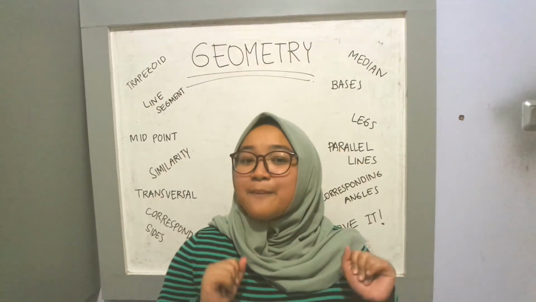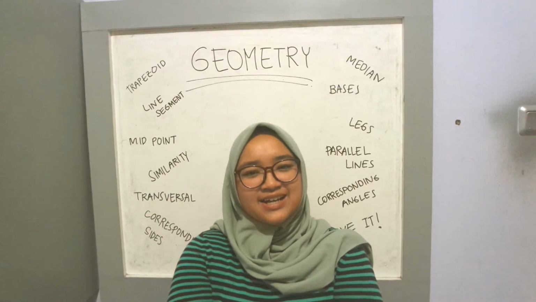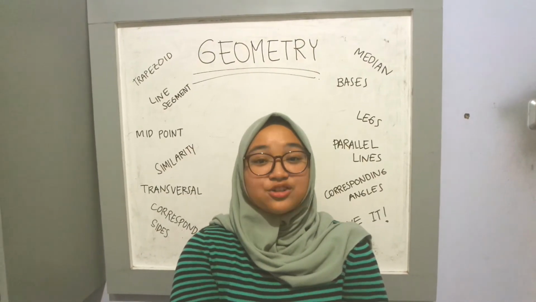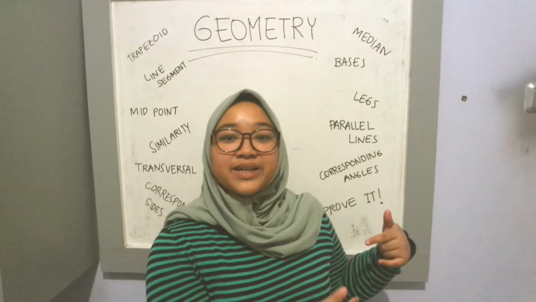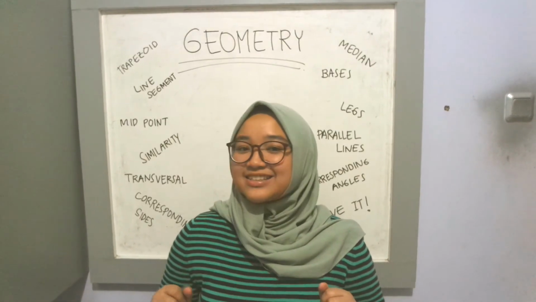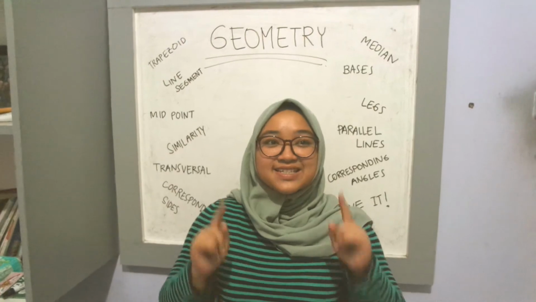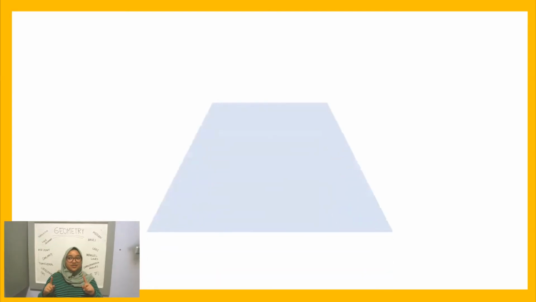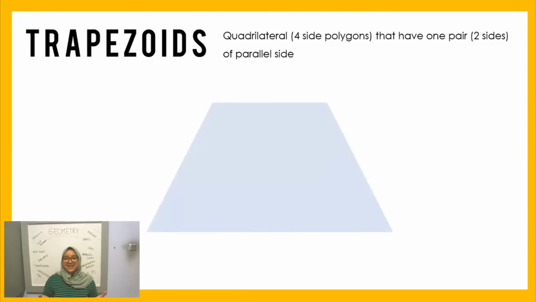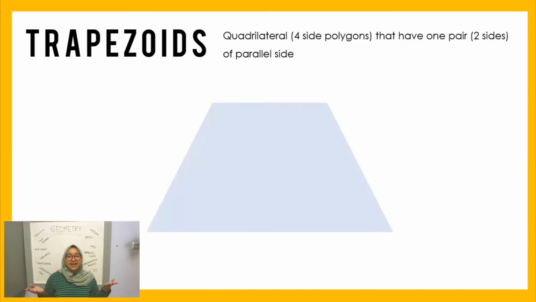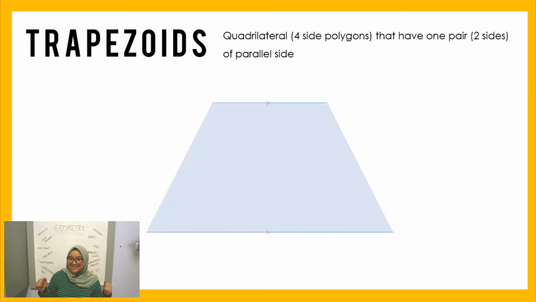But wait, do you know what a trapezoid actually is? Do you know what the median or the base is? So before we jump in, we're gonna recall that for a second. A trapezoid is actually this. This figure is a quadrilateral that has one pair of parallel sides, and the other sides will be called the legs.